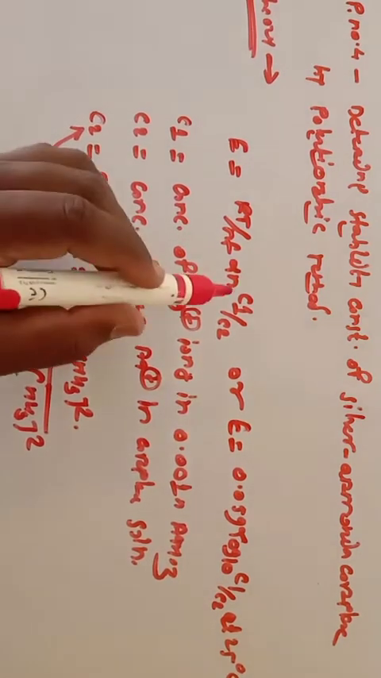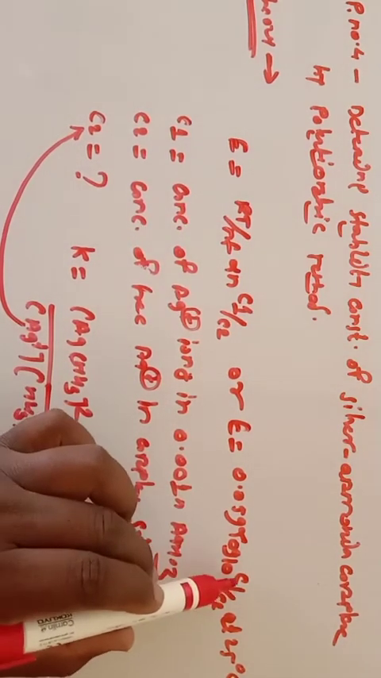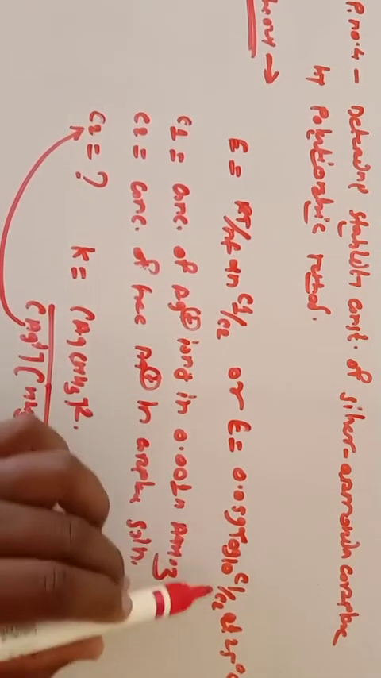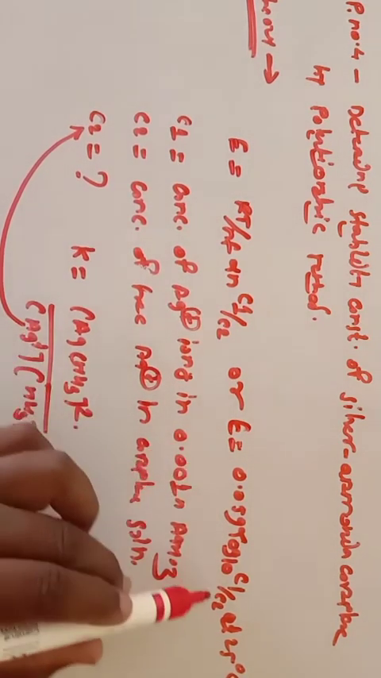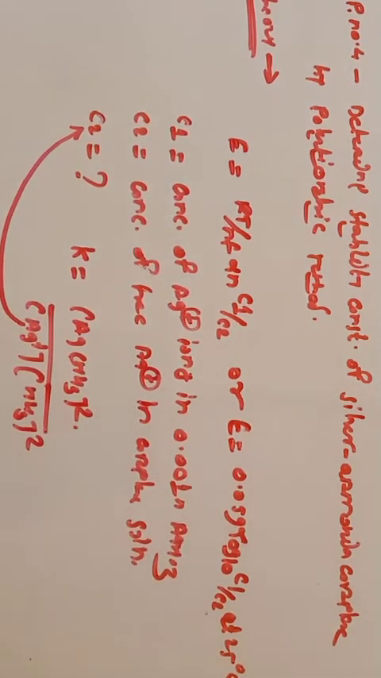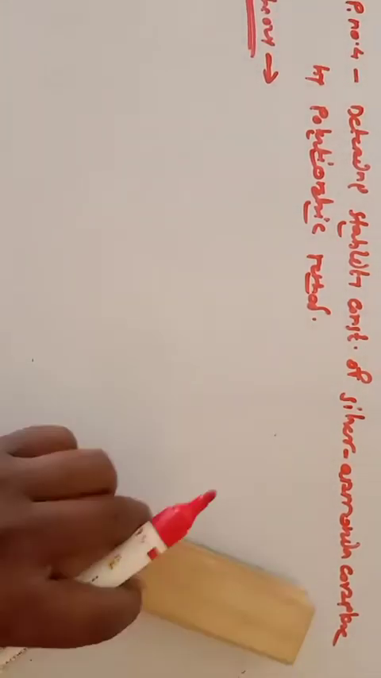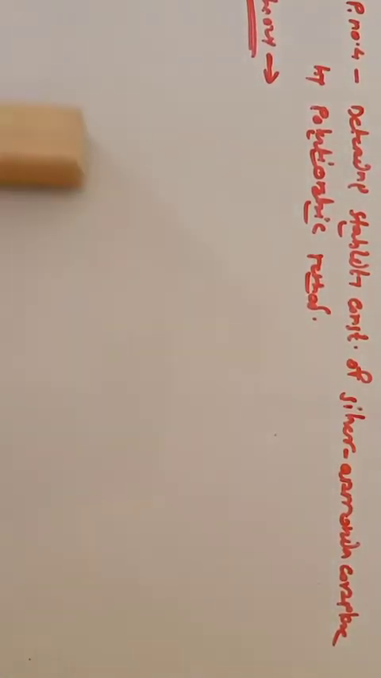So you have to rearrange this equation. The value C1 is known, so you have to just find out the EMF for every concentration, and then we can easily find out C2. So let us discuss the practical procedure for this experiment. Let us discuss the procedure.